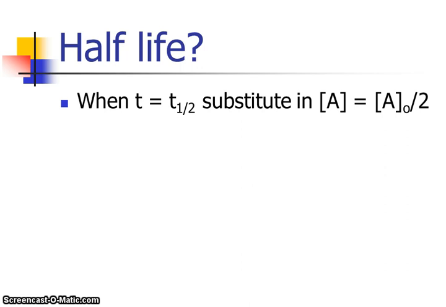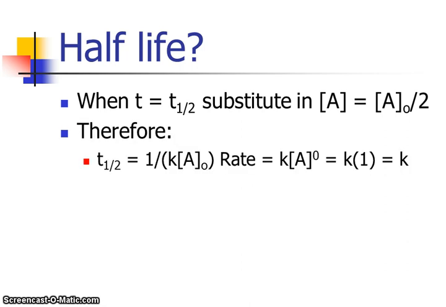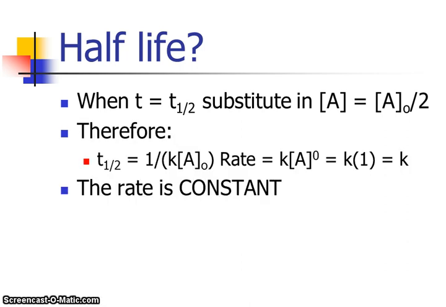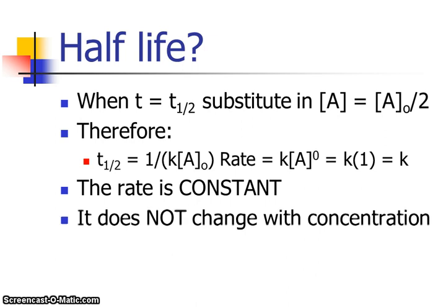So if time equals our half-life, and we can substitute in A initial divided by 2 for A, we would get our half-life equals 1 divided by K times the initial concentration. And we know that if the initial concentration is raised to the 0 power, it really means 1. So our half-life equals 1 over K. It does not change with the concentration.